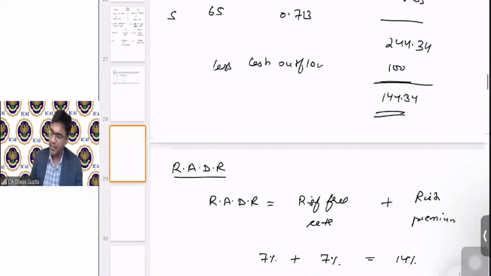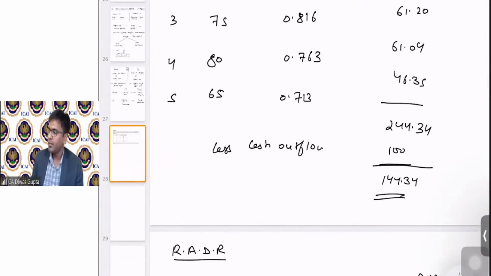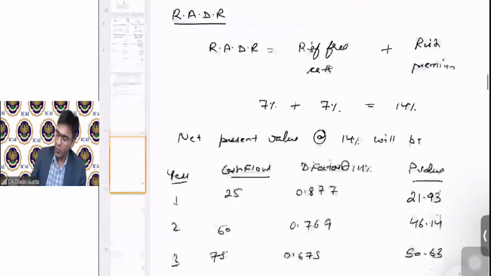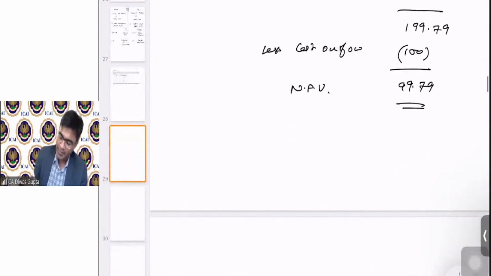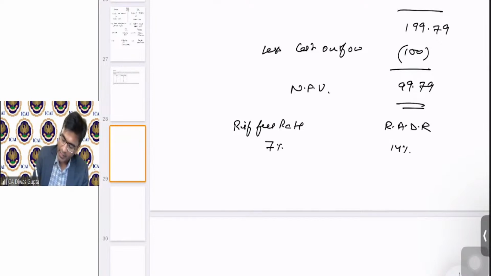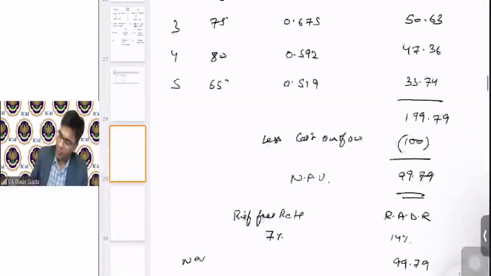Manisha, again check. Yes. So Manisha, 144.34 is based on the risk-free rate. Now, here there is an interesting comparison. If you see the risk-free rate and the RADR rate, 7%, 14%, what is the NPV in both the cases? Here it is 99.79 and here it was 144.34.